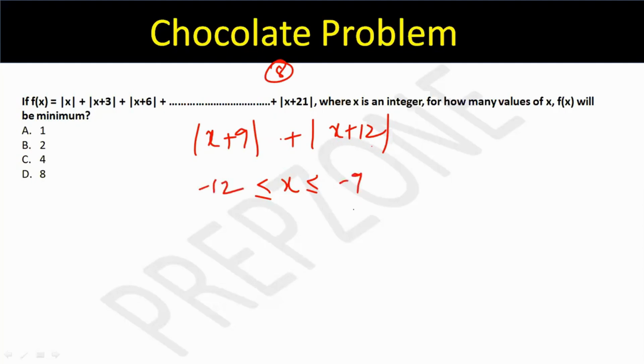This, right? And it is given that x is an integer. So how many values are possible? 2, 10, 11. Are you sure? Equality also holds true, right?